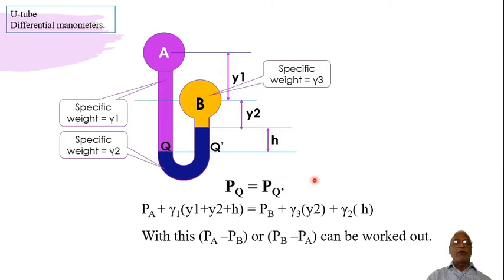I have written PQ equal to PQ dashed. PQ is written exactly in the same manner as done earlier. PA plus gamma 1 into Y1 plus Y2 plus H is equal to, when I write PQ dashed, it will be PB first of all, and with the liquid gamma 3 I go down by Y2, that's why plus gamma 3 into Y2, and then still I go down, that's why there is plus in a liquid of gamma 2 through a distance of H, gamma 2 H. Now again PA minus PB or PB minus PA can be worked out.